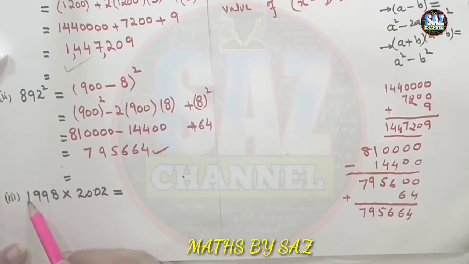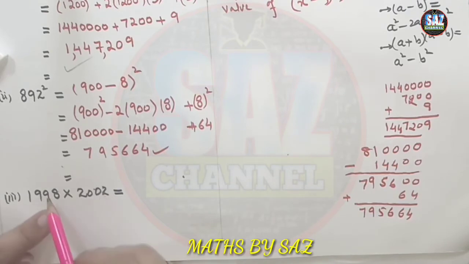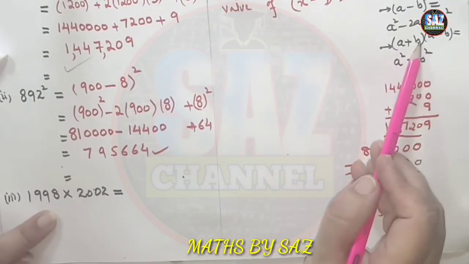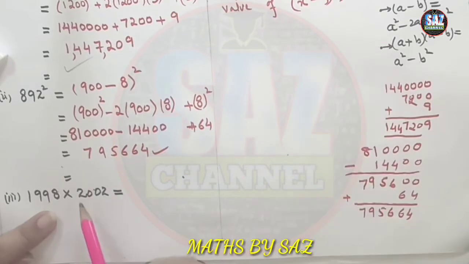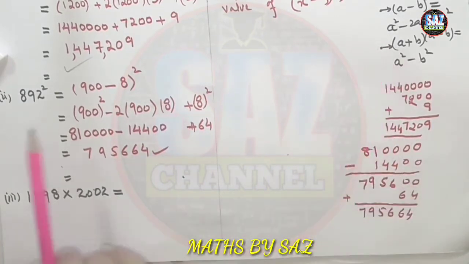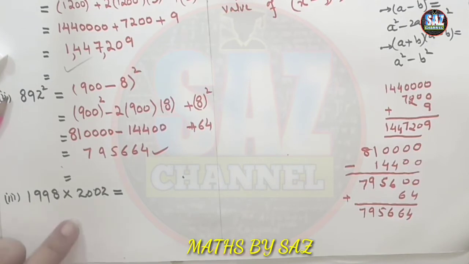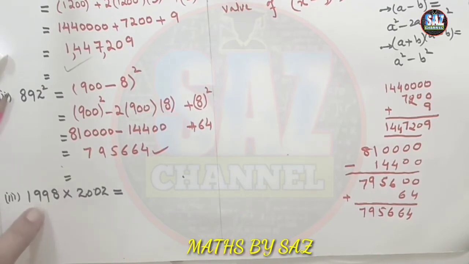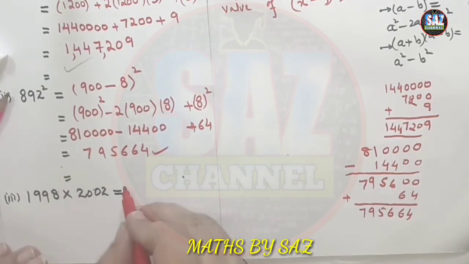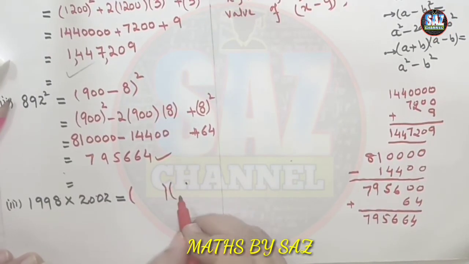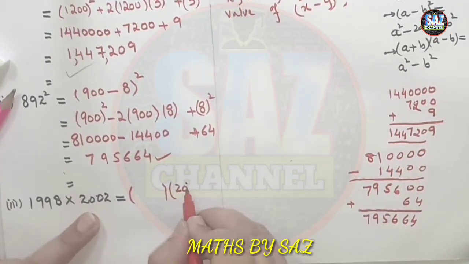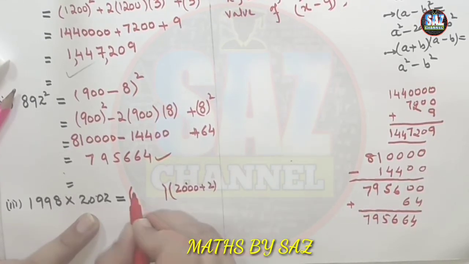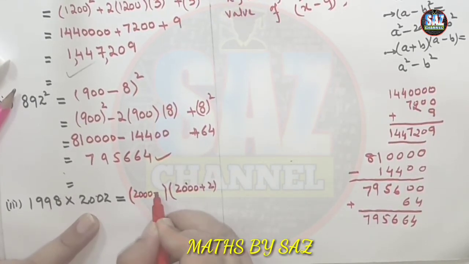The next question is 1998 multiplied by 2002. The question is expressed in the form of the product of two numbers. So it's clear that it's the application of the difference of two squares. So I have to think about two such numbers which, by adding, can give me 2002, and by subtracting the same number can give me 1998. So I hope the two suitable numbers are 2000 plus 2 and 2000 minus 2.